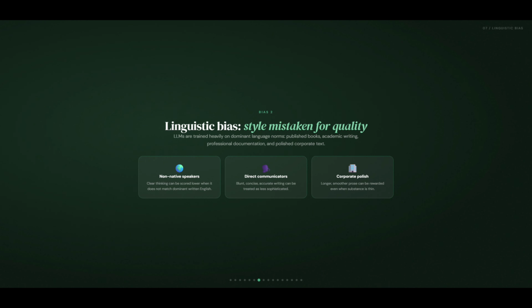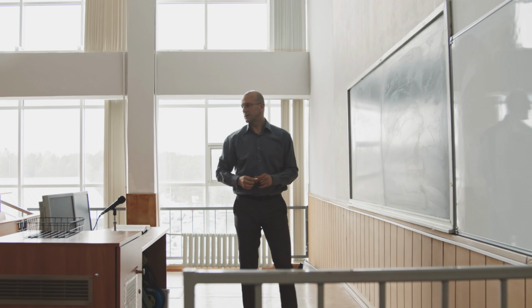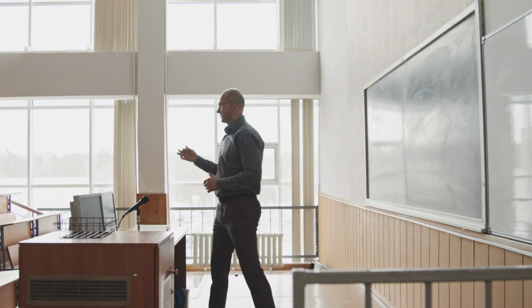Next is linguistic and stylistic bias. Large language models are trained predominantly on text that reflects dominant language norms. The kind of writing that fills published books, academic papers, and professional documentation. So what does that mean in practice?